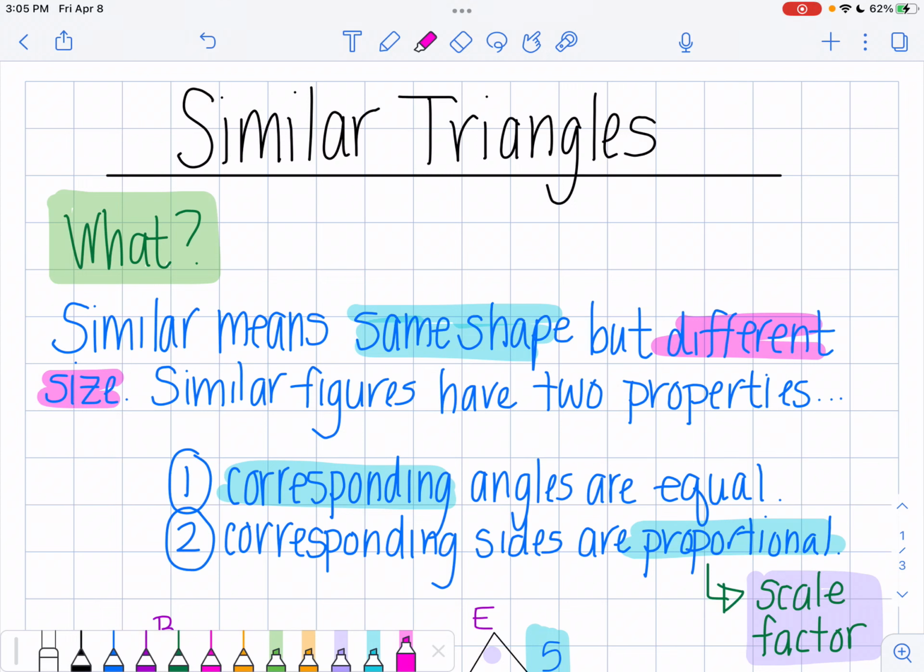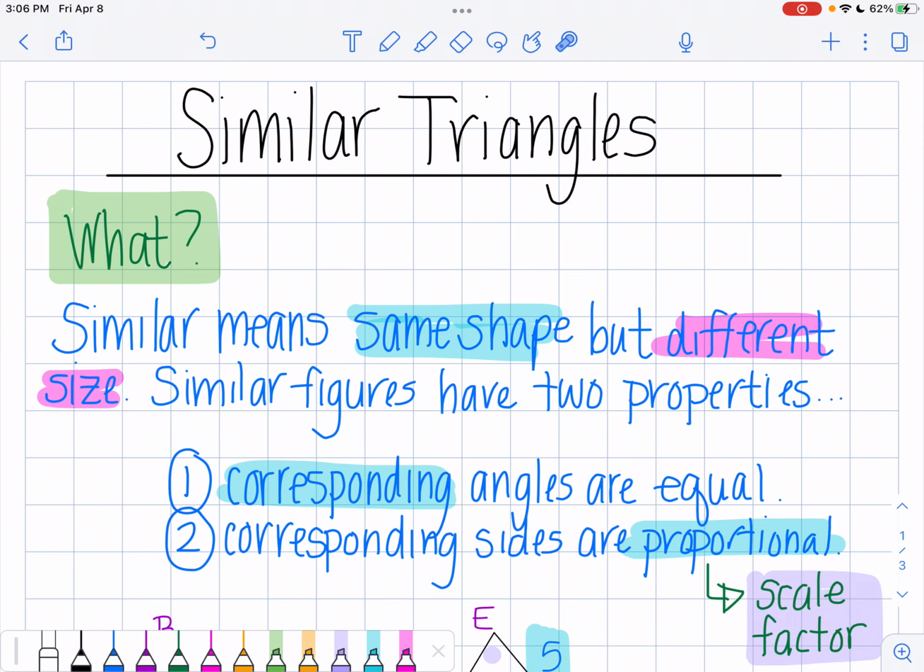In this video, we're going to talk about similar triangles. So what does that mean? Let's first talk about the word similar. Similar means that my shape is going to be the same. So I'm going to have the same shape, but it's going to be a different size. One's just going to be bigger than the other, kind of like you blew it up or you shrunk it in a copy machine.